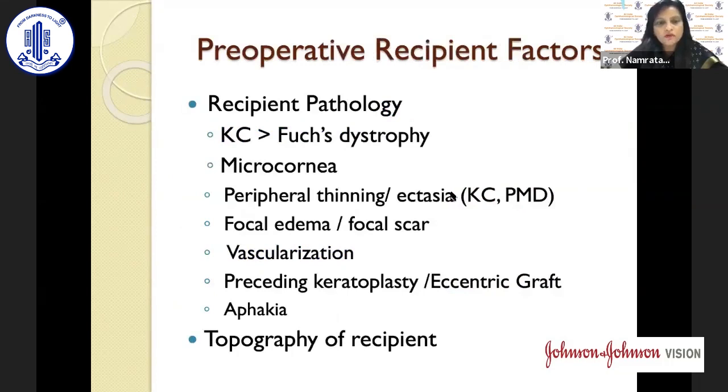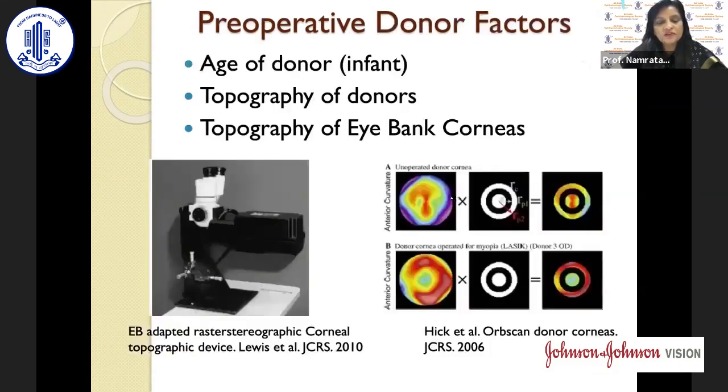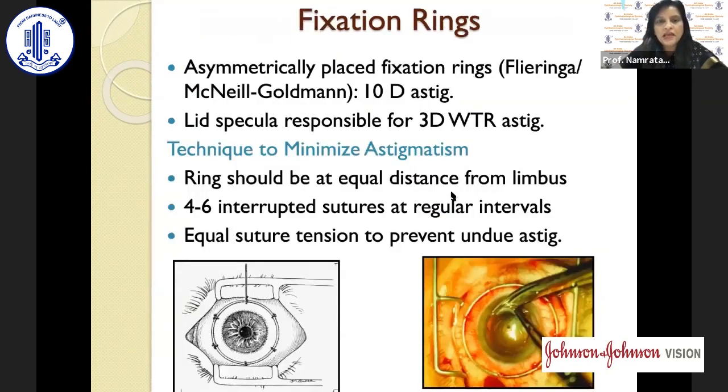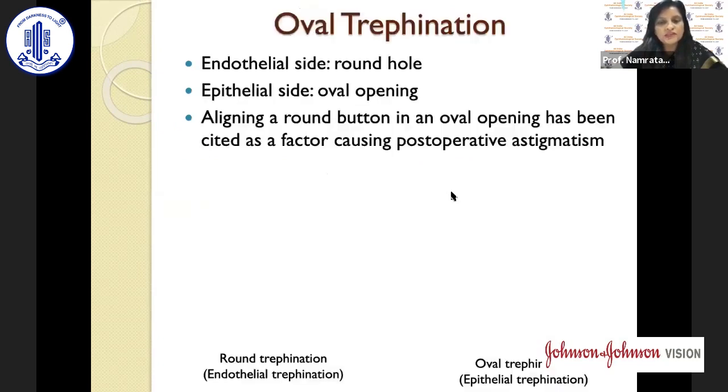Recipient pathology is important. For instance, astigmatism would be much more in cases where corneal transplants have been done for keratoconus, and so is the topography of the recipient. Not all eye banks have the topographer to screen out the donor corneas in terms of keratoconus or ectasias. And it is important when you do a corneal transplant to place the fixation rings, if these are being used, in a symmetrical manner, so that it is completely parallel to the limbus and there is equal suture tension to prevent any undue astigmatism.